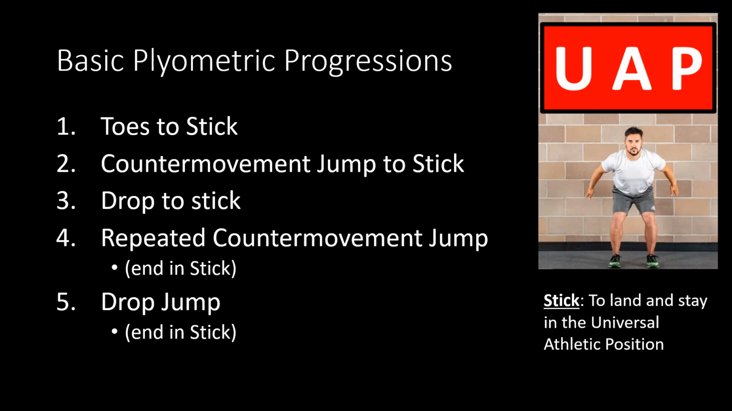And lastly, we have a drop jump to stick. So this is where we are falling from a height, landing and immediately performing a jump and then landing in a stick. We can also add repeated counter movement jumps on top of that. We can jump, stick, and we can add stress through volume, or we can add stress through intensity of height, different variations of jumping. But this is our basic plyometric progression for a bilateral hinge plyometric exercise. We can go into unilaterals a little bit later, but these are our basics. This is where you should start.